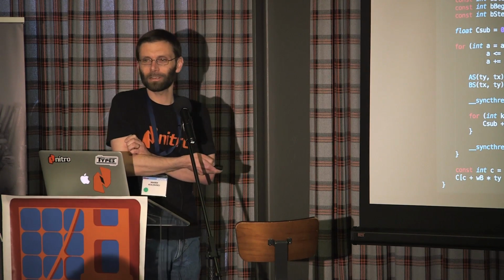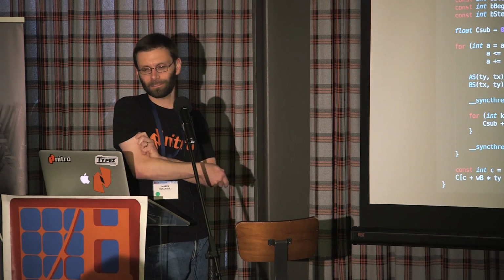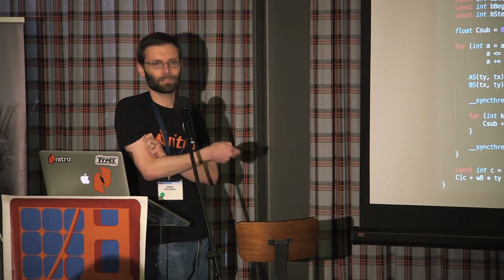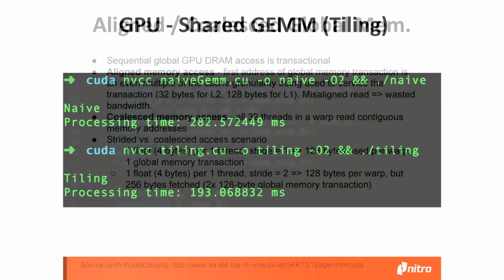That's already quite messy, right? GPU programming is really low level. If you thought C is low level, then this is lower level. This is like almost assembly, because you have to think about the hardware a lot. But we're getting better. So 193 milliseconds.